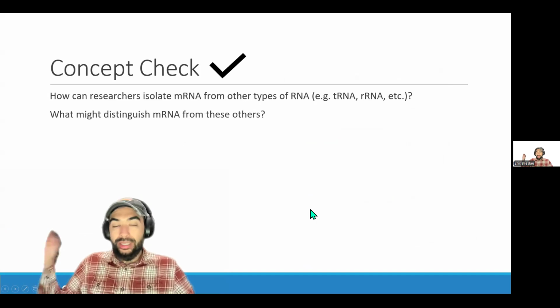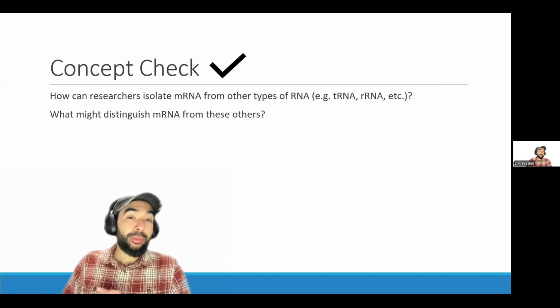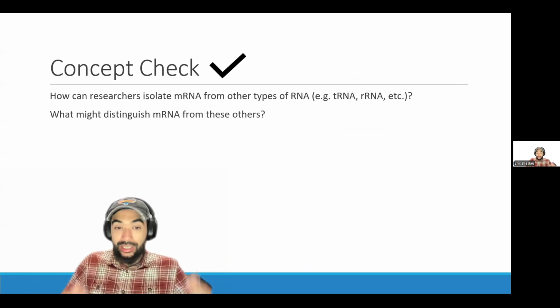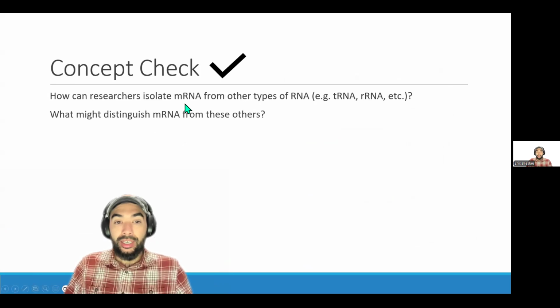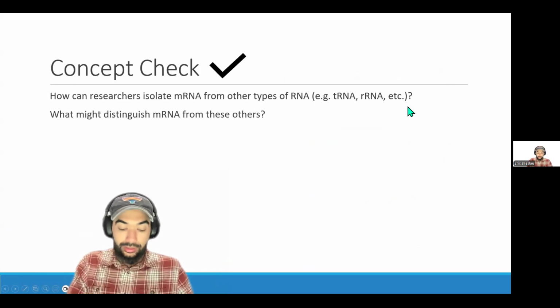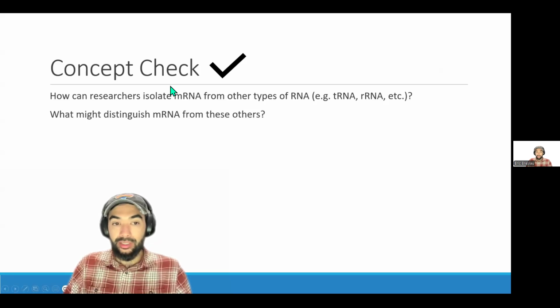Okay, quick concept check. Again, this is one of those points where you should probably pause it real quick and try to answer it, then play it and see what I tell you the answer is, to see how close you were, to see if you need to work on your understanding. How can researchers isolate mRNA from other types of RNA? So in cDNA library making, for example, if we're trying to make a cDNA library of our mRNA, how are we supposed to isolate mRNA from other types of RNA like tRNA and rRNA?